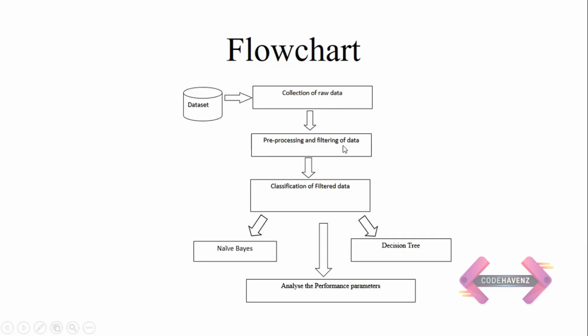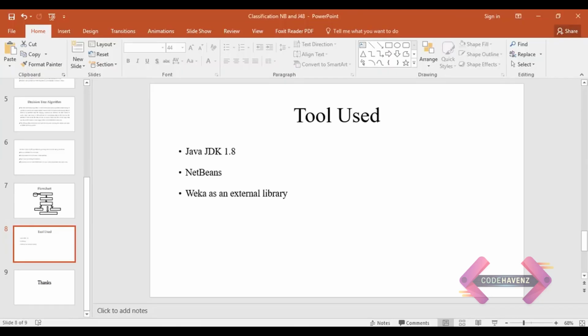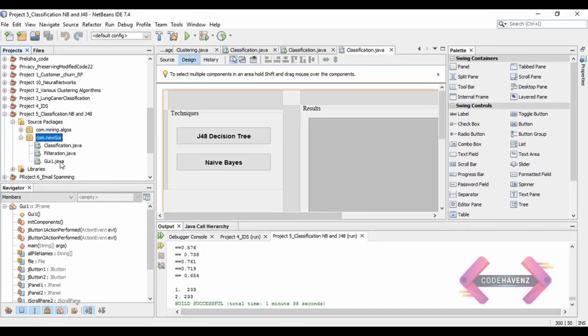The most widely used filtering techniques are replace missing values, numeric to nominal filter, and the third one is discretization. After the pre-processing and filtering of the data, we will classify that filtered data based upon two classification algorithms, that is naive-Bayes and decision tree. And then we will analyze the performance, to see which algorithm performs better. The tool which is used for this project is Java with NetBeans, and we have used Weka as an external library. Now I am going to demonstrate this project in NetBeans.